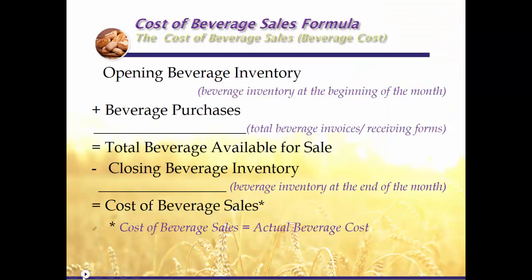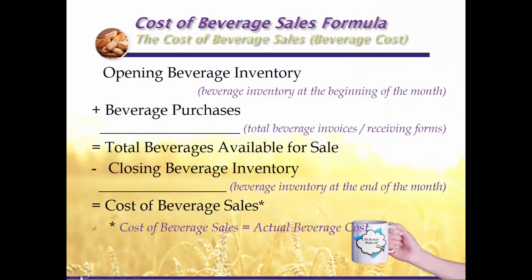So let's look at a beverage inventory. You can see it's the exact same. The COGS formula for the cost of beverage sales starts with opening beverage inventory. This is the beverage inventory at the beginning of the month. We add any beverage purchases. This is the total beverage invoices plus any receiving forms. And this equals our total beverages available for sale. From this total, we deduct any closing beverage inventory. This is the inventory at the end of the month. And this will give us the cost of beverage sales, and it's the actual cost of beverage.